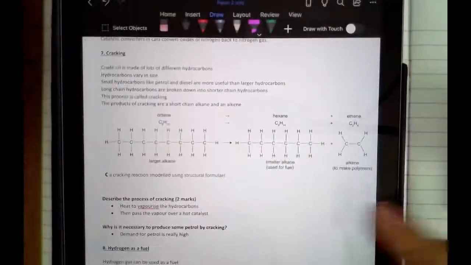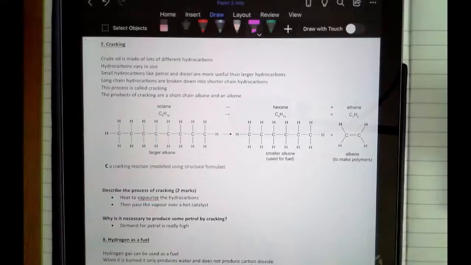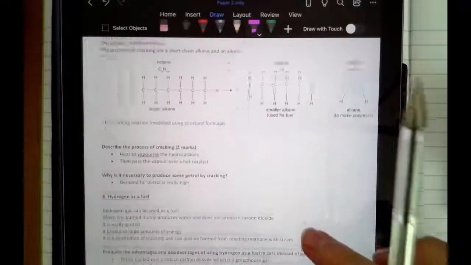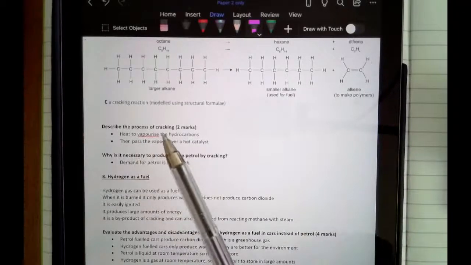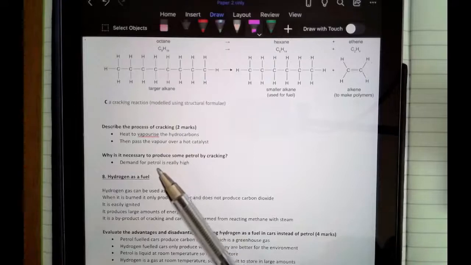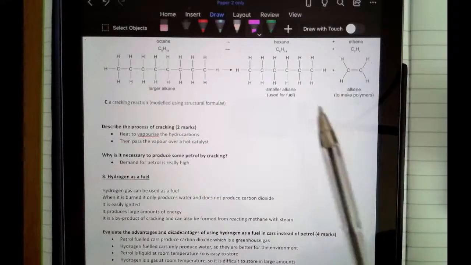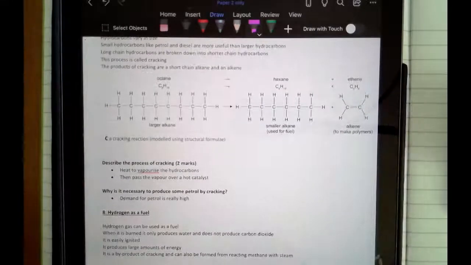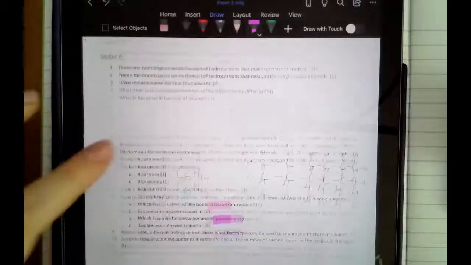So it's here in your notes for you as well. Okay, you've got lots of different sizes. The small ones are more useful. So you take the long chain, you break it down. In order to do this, you need to heat to vaporize it. You pass the vapor over a hot catalyst. And why? Because the demand is really high for these smaller hydrocarbons.